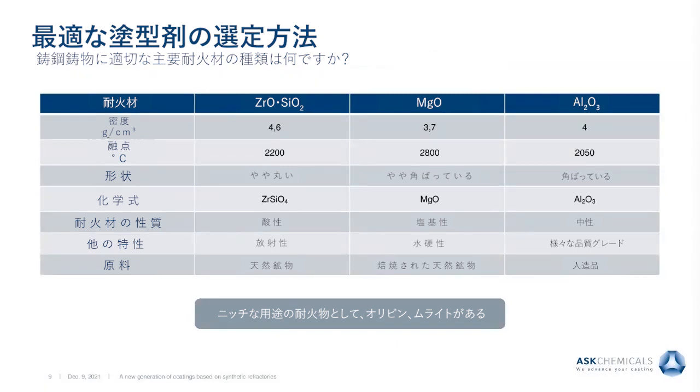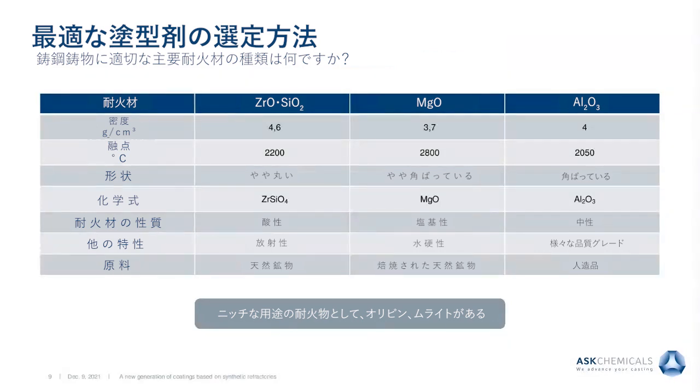What are the refractories which you can use in steel castings? Certainly, zircon silicate is the most popular refractory used for steel castings. It has a high density and high melting point. The morphology of the grains is sub-rounded, and from the nature of the refractory, it is an acidic refractory. There are also other features which are not so nice. That is the radioactivity, and it is a natural mineral, so you certainly also have some variations in the quality.